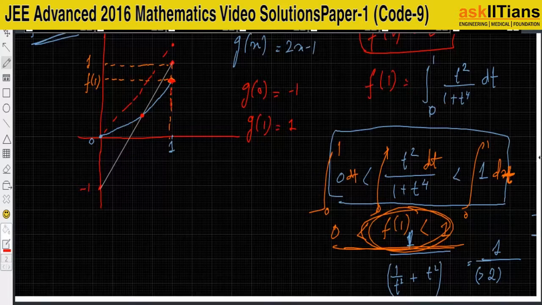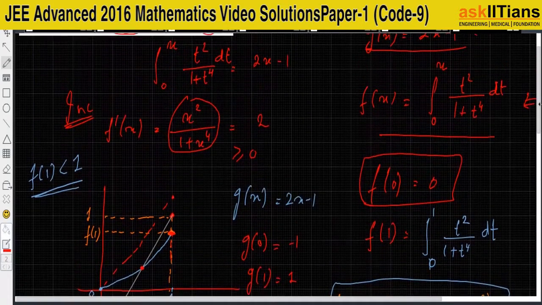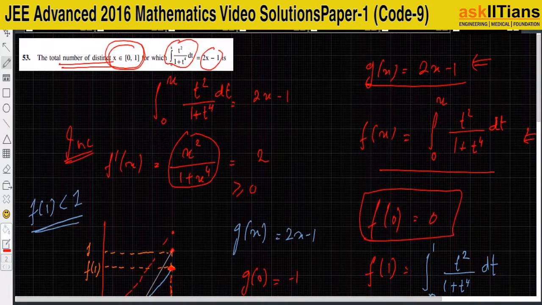So it will definitely intersect at one point, and the graph is increasing, so it will definitely intersect g(x) at one point. So the total number of distinct values of x, we can simply see from here, is 1, right? You just need to plot the graph of both the sides and then interpret the number of intersection points. This is what we needed to do in this question. So this was a good, interesting question this time.